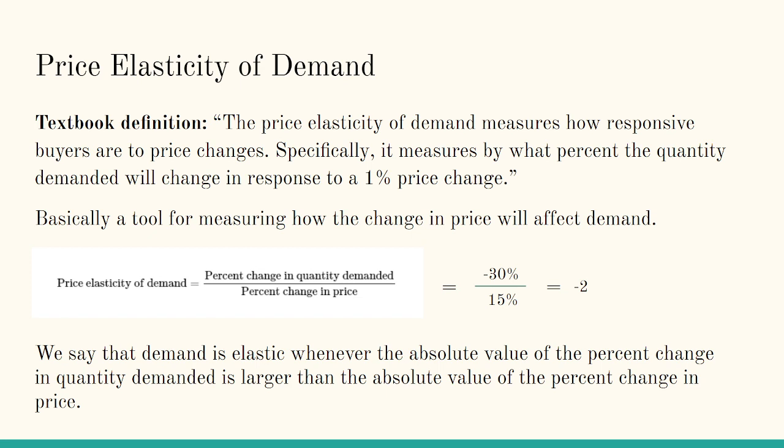And we can say that demand is elastic whenever the absolute value of percent change in quantity demanded is larger than the absolute value of the percent change in price. So going back to the sample calculation again, the absolute value of negative 30% is 30%, which is greater than 15%, meaning that demand is elastic here. And when I say that demand is elastic, what I mean is that price plays a big factor in whether consumers will buy or not buy the product.